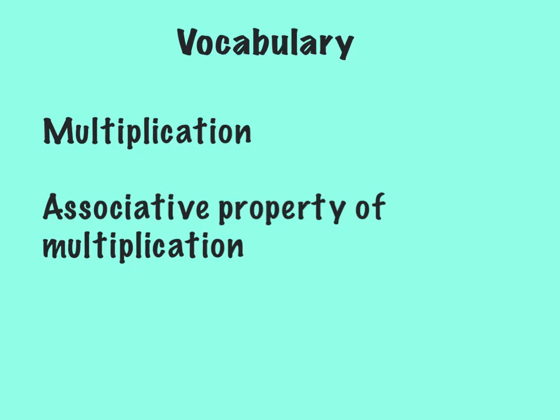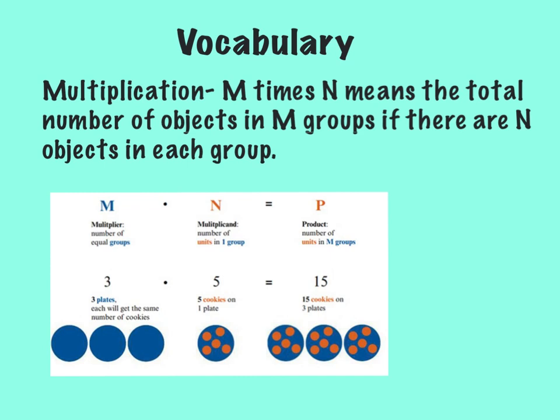Before we begin, let's go over some vocabulary. We will go over what multiplication is and the associative property of multiplication. Multiplication: m times n means the total number of objects in m groups if there are n objects in each group. As we can see here, the multiplier is the number of equal groups times the multiplicand, which is the number of units in one group, equals the product, which is the number of units in m groups.